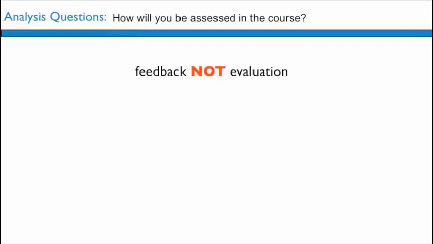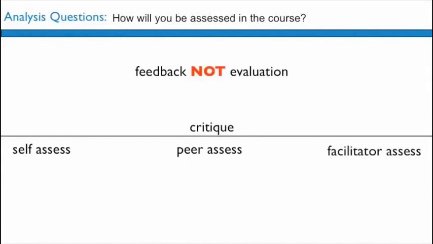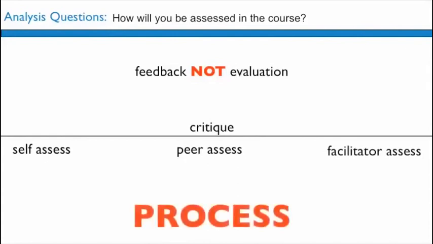necessarily on evaluation. We're going to use the process of critique to provide learners with an understanding of what they are learning in their journey. Critique will involve self-assessment, it will involve peer assessment, and it will involve facilitator assessment. And it's an ongoing process. The goal here is for you to continuously engage in the evaluation of your own work so that you control your own learning journey.